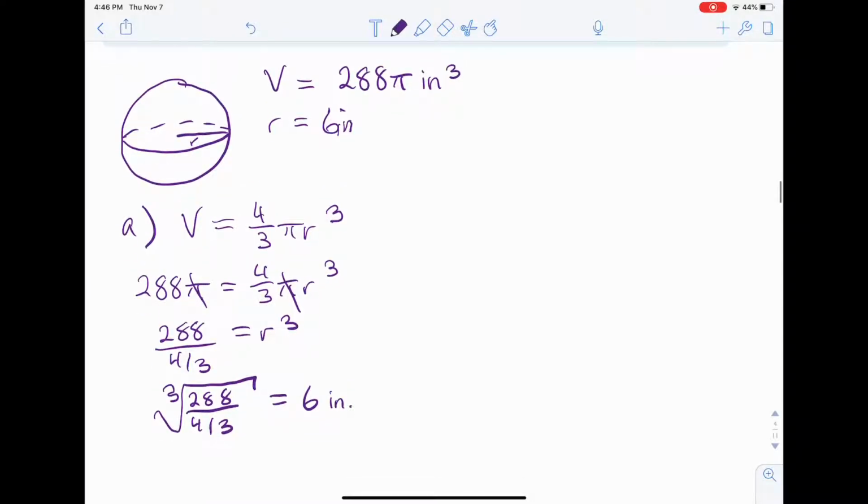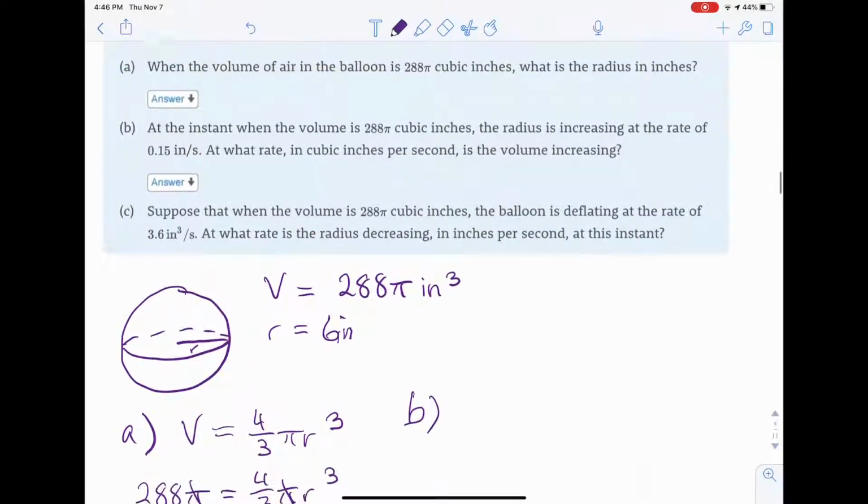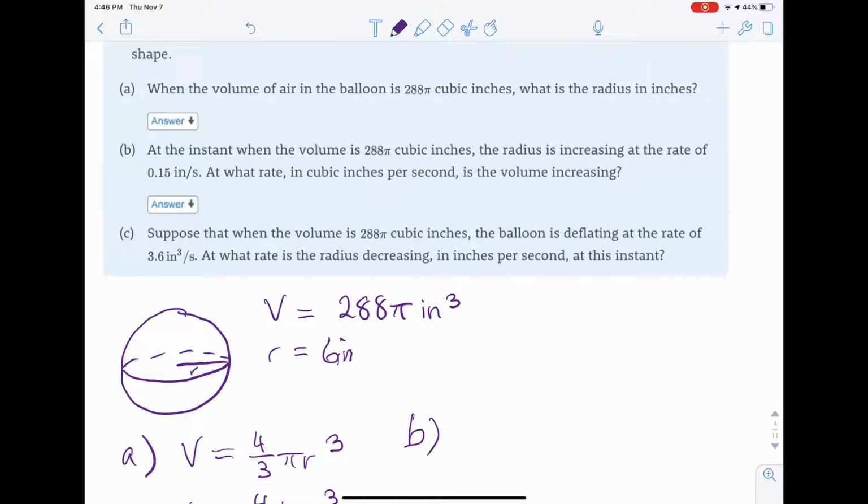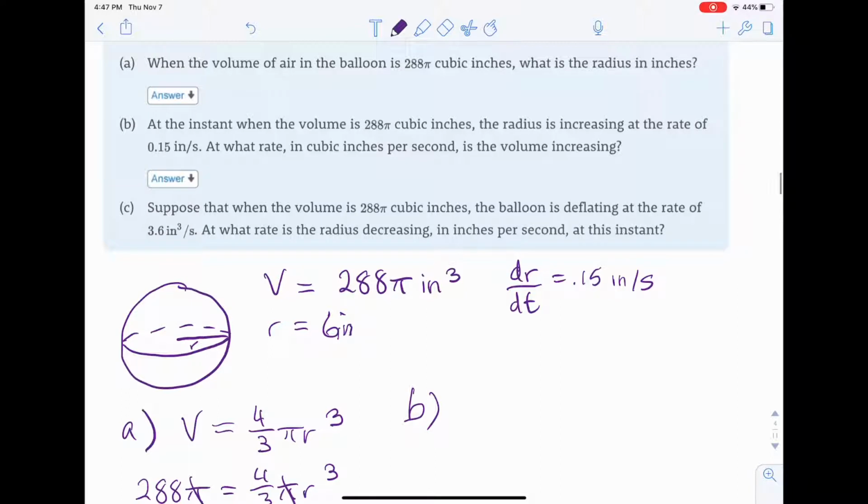All right, so then for part B, let's see what it says. At the instant when the volume is 288 pi cubic inches, the radius is increasing at the rate of 0.15 inches per second. So that tells us that dr/dt is 0.15 inches per second. We know that because it says the radius is increasing, so it's not constant. Then it says, at what rate in cubic inches per second is the volume increasing? So they want to know what dV/dt is.